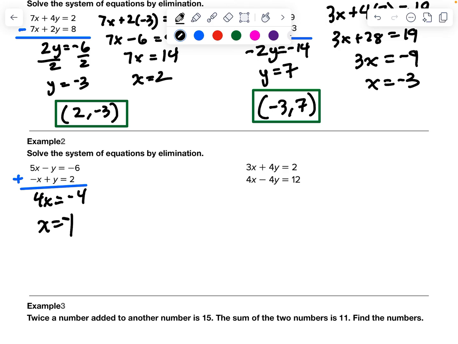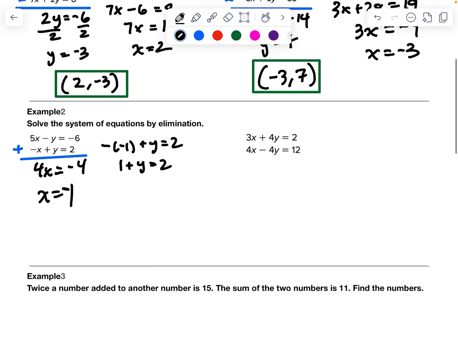So now as I go to solve this, I'm going to plug negative 1 in for either of my variables. Doesn't matter. Negative 1, or opposite of negative 1, plus y equals 2. So 1 plus y equals 2.